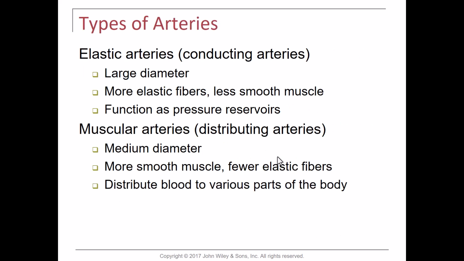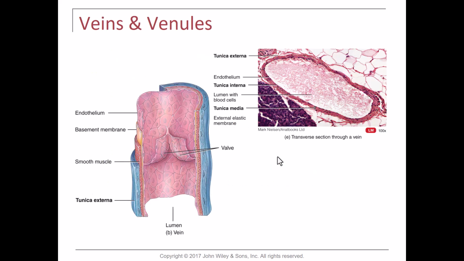The elastic arteries are also known as conducting arteries, and we said they have more elastic and less muscular layers. They function as pressure reservoirs and are generally closer to the heart. For instance, the aorta coming from the heart is very elastic. Muscular arteries are also known as distributing arteries. They are medium in diameter, and they have more smooth muscle and less elastic. And they help to control blood flow and distribute it to different parts of the body.